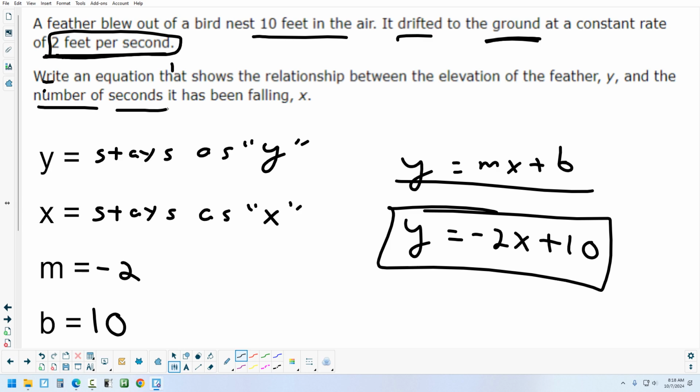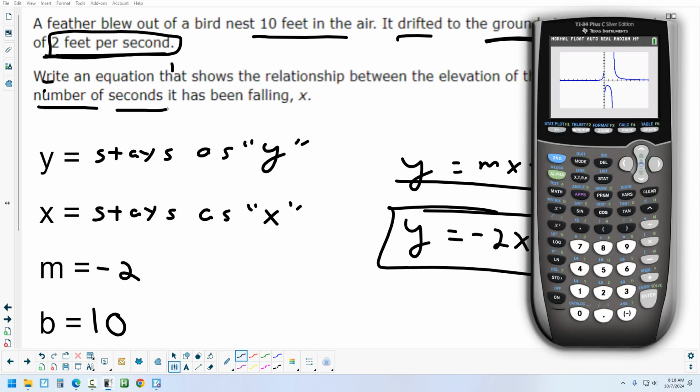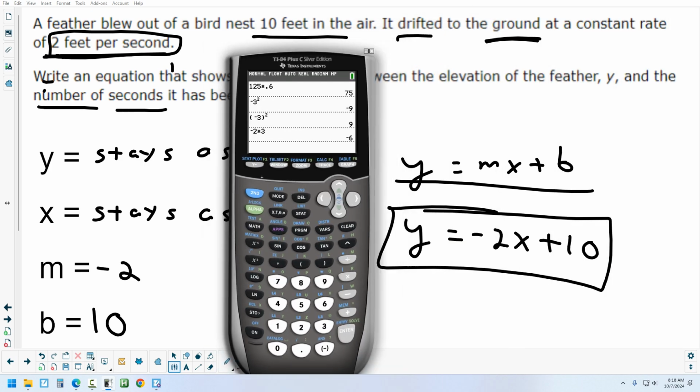Yeah, where would you plug it in? Yep, you'd plug it in for x. And if you plugged it in, you'd get -2 times 3. -2 times 3 gives me -6. And then I add 10, because there's a plus 10 on the end. And that means after 3 seconds, the feather would be 4 feet off the ground.